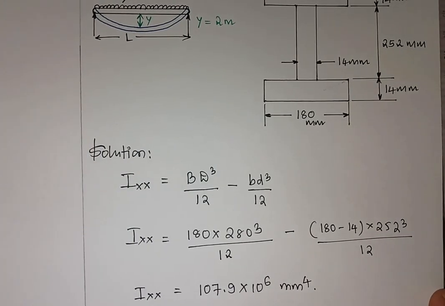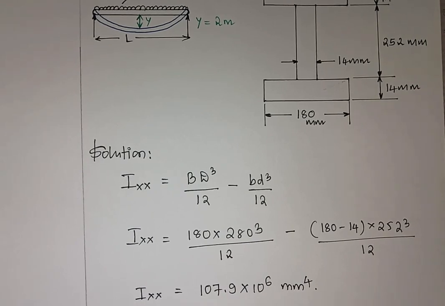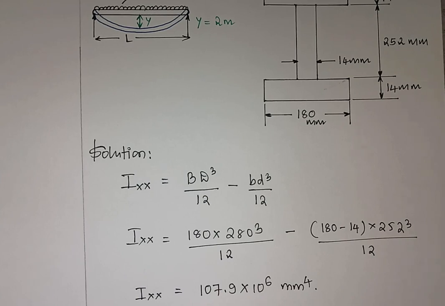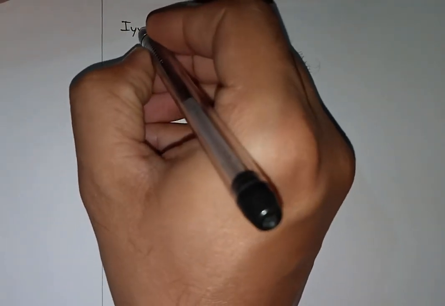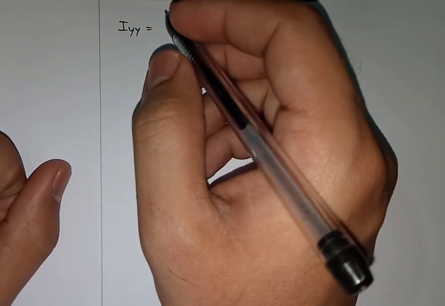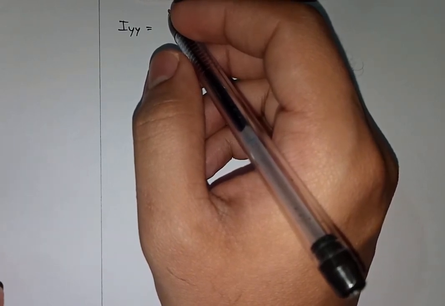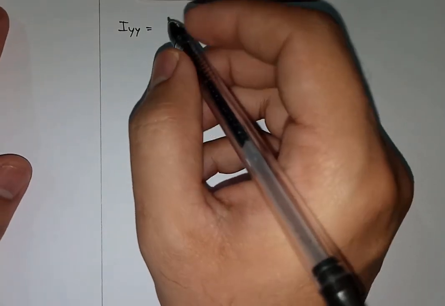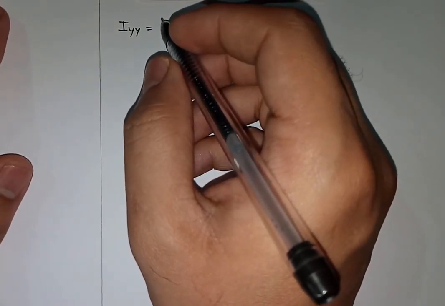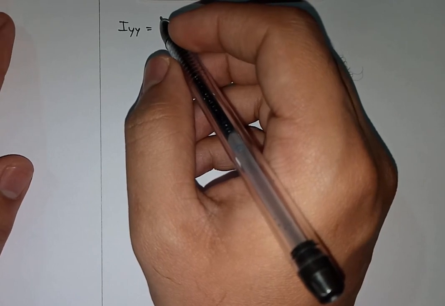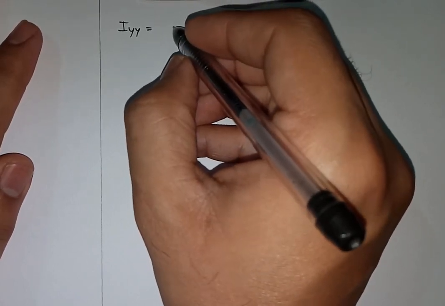Right, so once we calculate Ixx, we also need to calculate Iyy, because in Euler's formula we are going to use the least moment of inertia. So next I'll be calculating Iyy. Whatever dimensions you have taken previously, you need to just swap them. So here what I'll be getting is BD cube divided by 12. So B in this case for the flange will be BD cube.